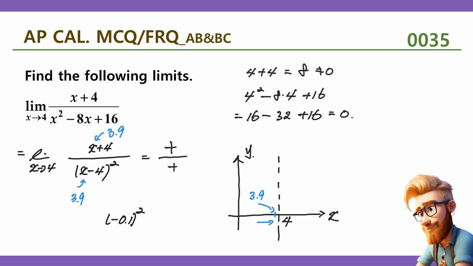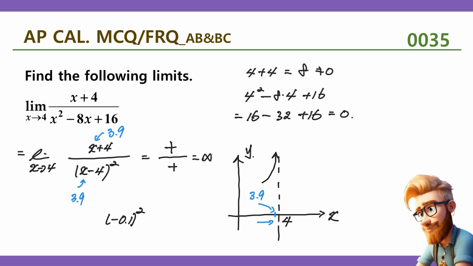Positive 0.01, right? Positive over positive is what? It's positive. We don't have to find the exact value when we substitute 3.9 for x. We don't need the exact value, okay? All we need is to know if it's positive or negative. That's what we have to know. So as x approaches 4 from the left-hand side, the whole expression is positive. So it approaches positive infinity like that, right?